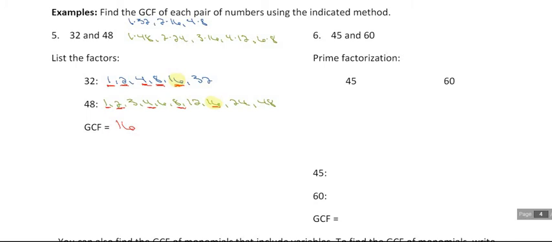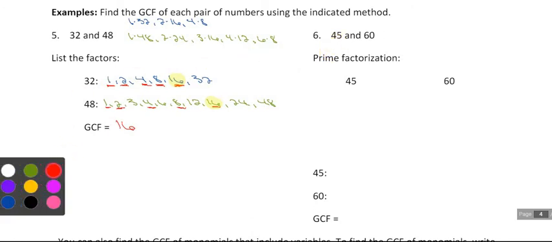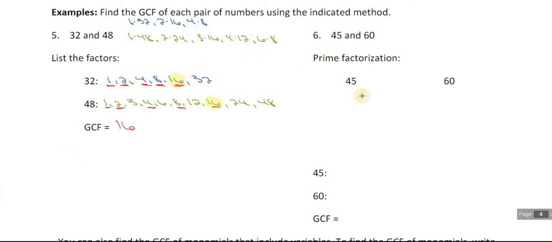Now let's talk prime factorization method. So if I want to find the GCF of 45 and 60, let's do our factor trees for each. So 45, it ends in a 5, so it's divisible by 5. So 5 times 9. 5 is prime. 9 breaks down to 3 times 3, both of which are prime.